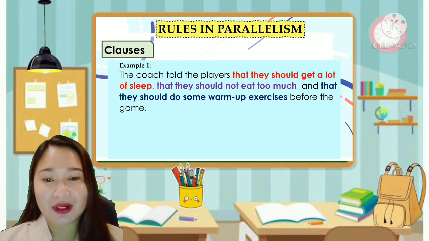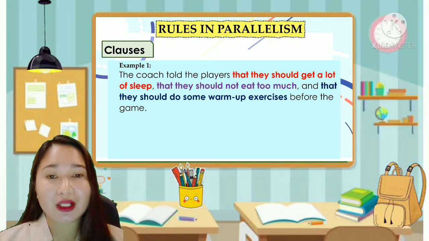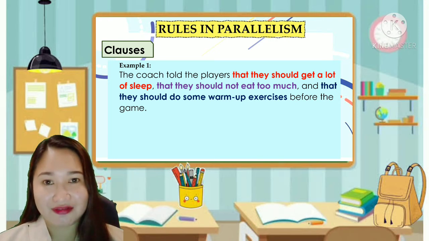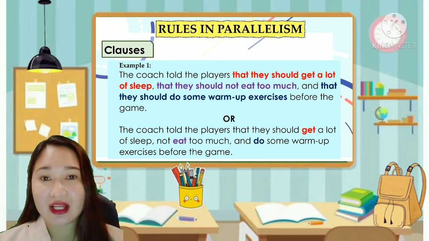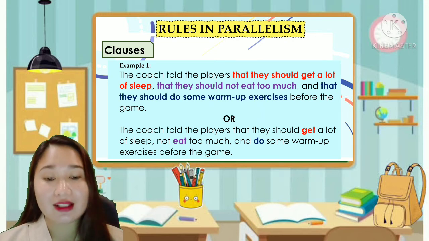Example, the coach told the players that they should get a lot of sleep, that they should not eat too much, and that they should do some warm-up exercises before the game. Observe that the clauses in red, purple, and blue have their subjects as the doer of the actions, meaning these clauses are written in active voice. To make it shorter and to avoid redundancy of the word "that," you can just say the coach told the players that they should get a lot of sleep, not eat too much, and do some warm-up exercises before the game.